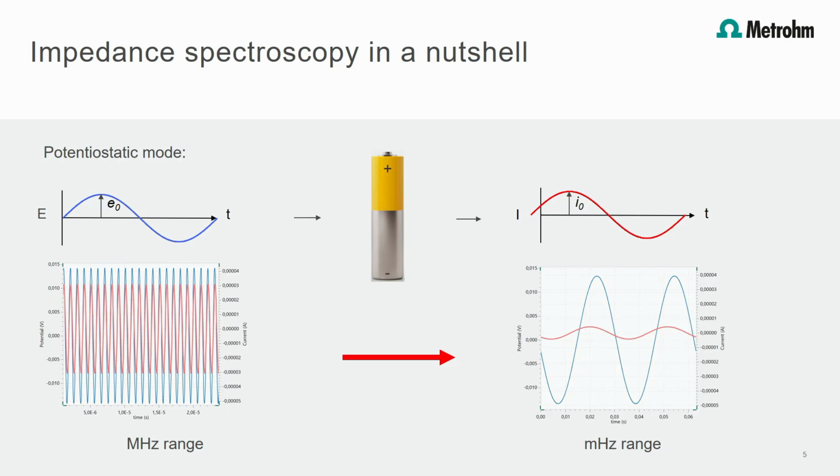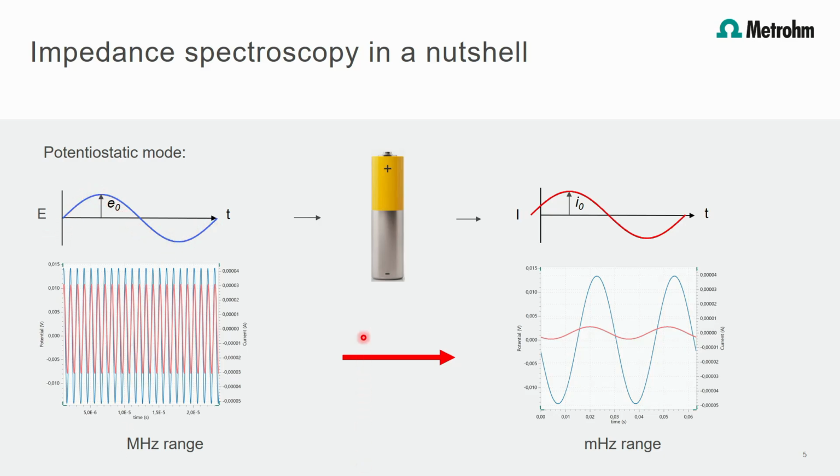Impedance spectroscopy is an AC technique, which means that an AC voltage or an AC current with a very small amplitude of a few millivolts or milliamperes is applied to the battery. In this video, I will only focus on the potentiostatic impedance spectroscopy, where a small voltage sine wave is applied.